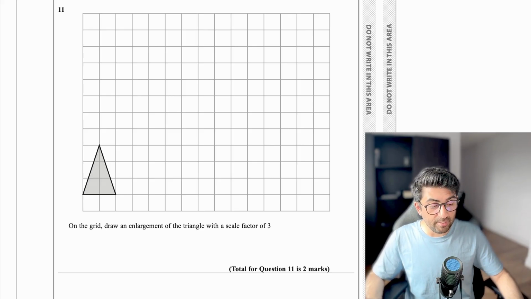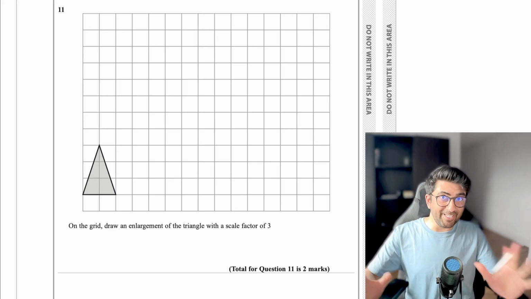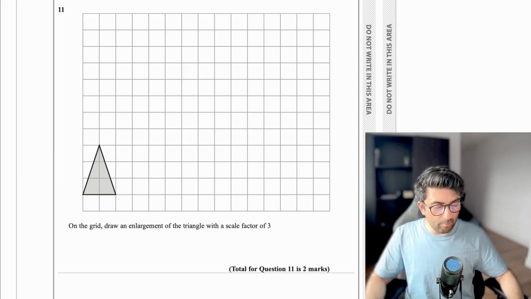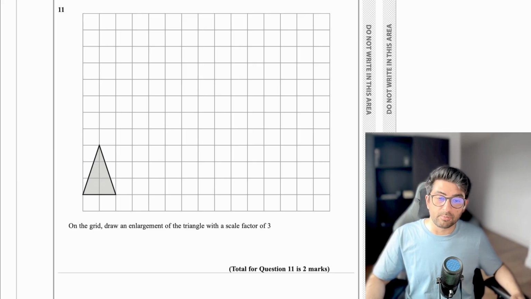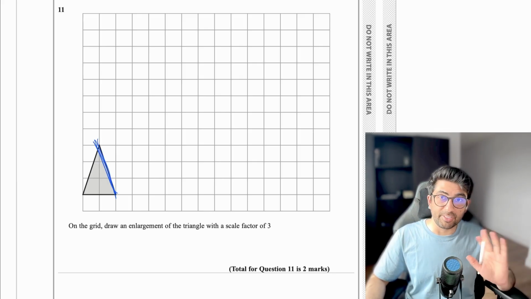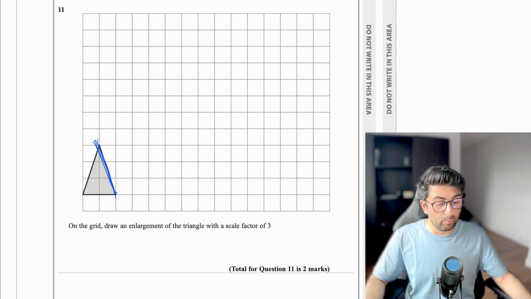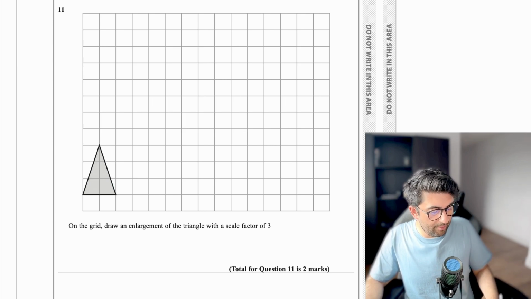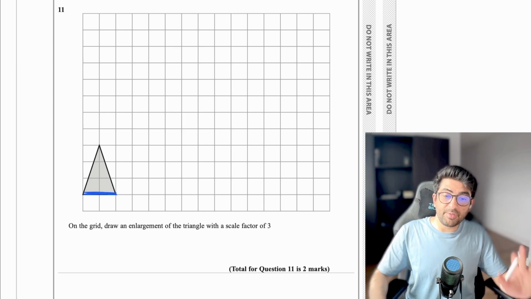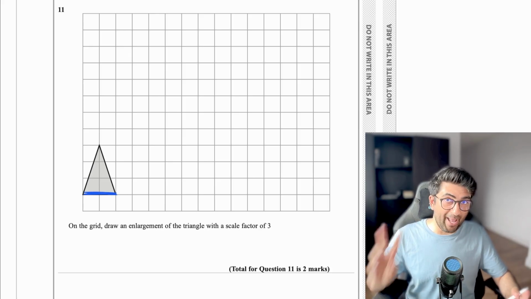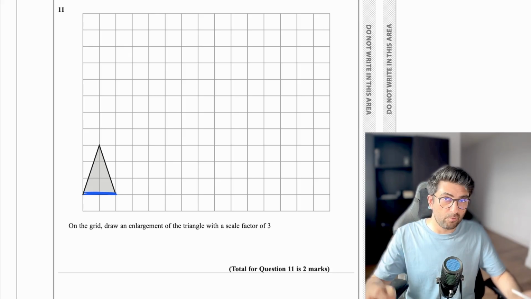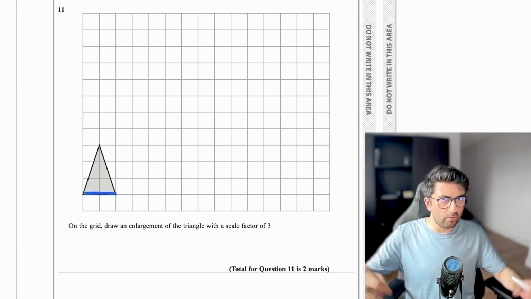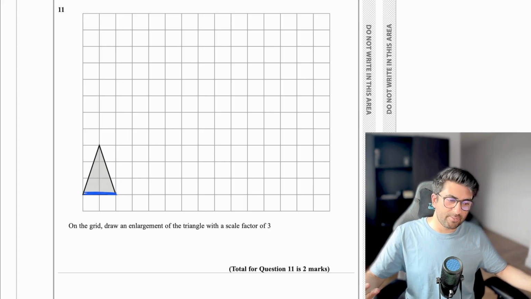So the way I do it is this. I find an easy side. So I'm not going to use this side because that's difficult. Okay, I'm not going to use a diagonal. Diagonals are difficult to use. What I'm going to do is I am going to use this side here. So we know that this side is horizontal and it's 2 squares. So if we times that by 3, it's going to be horizontal and 6 squares.